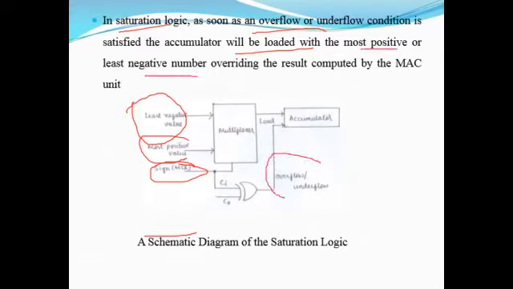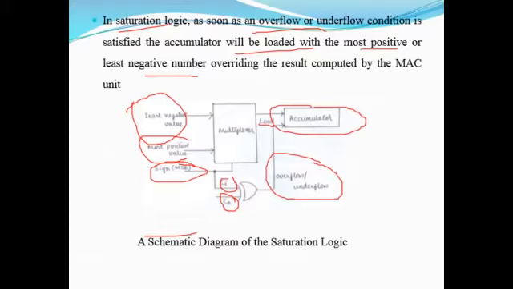If overflow or underflow exists, then depending on Ci and C0, that is the carry in during the process of addition and the carry out after the addition, the least negative value or most positive value is loaded into the multiplexer, so that the sign bit and the multiplexer will multiplex the least negative value or the most positive value into the accumulator. We can see that it is loaded in the accumulator.